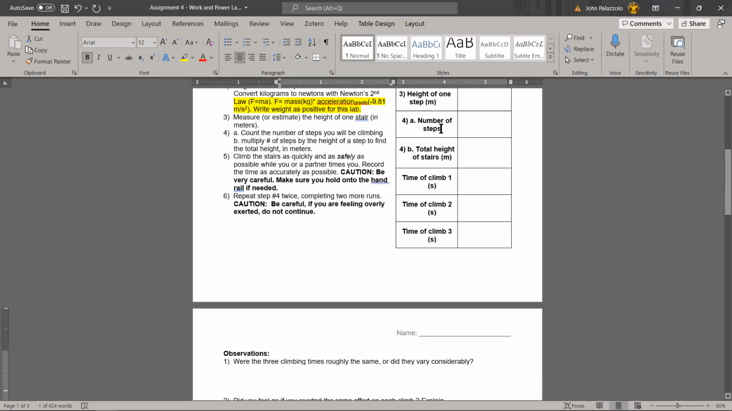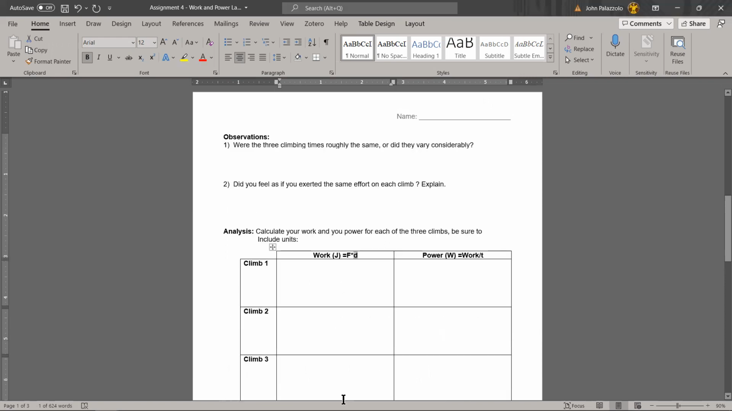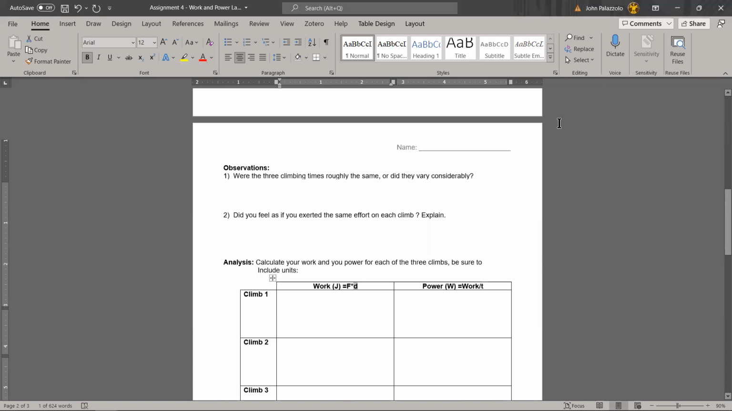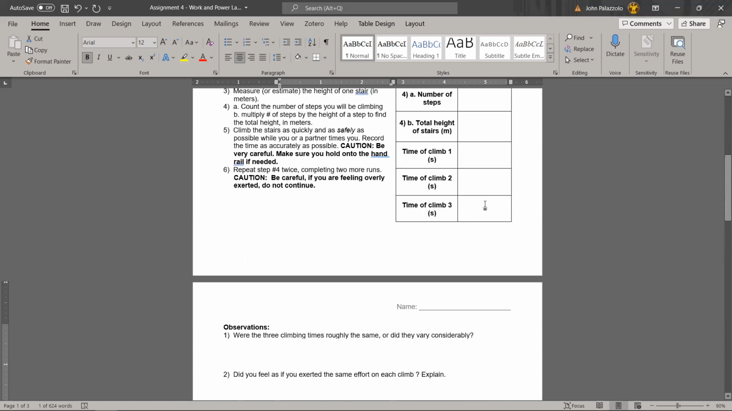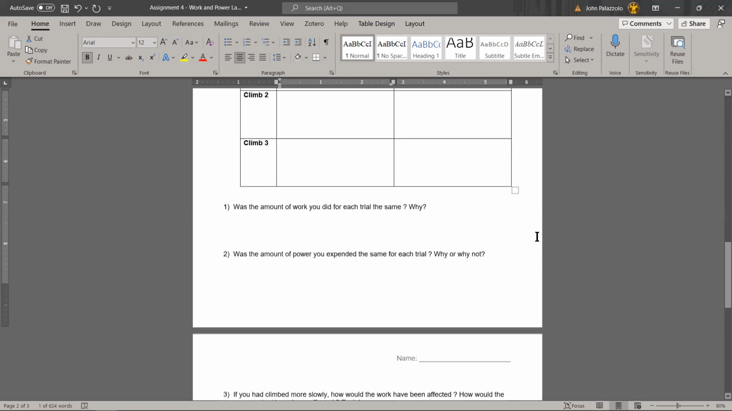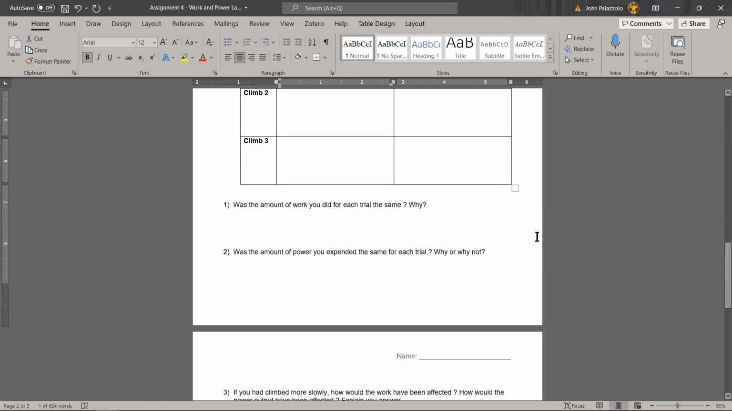So you take the height of one step, multiply by the number of steps, that's the total height of the flight of stairs, and you're going to calculate it for each of your 3 climbs. Then you're going to take these numbers and divide them by the times you recorded here, okay? That'll give you power. So then you're going to answer a few more questions here.